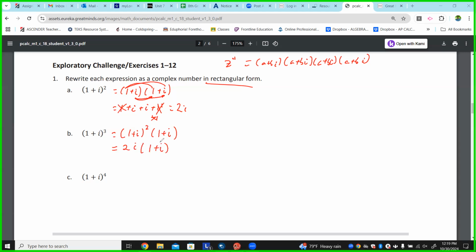And then now how would I have to work this out? Distribute. So 2i times 1 would be 2i, and then 2i times i would be 2i squared. And what's going to happen to that i squared? Negative, so that 2 will become a negative 2. Now write this in the correct order.